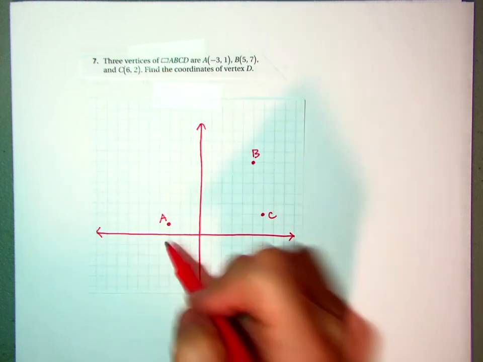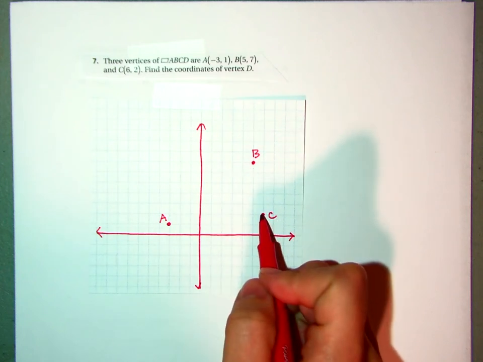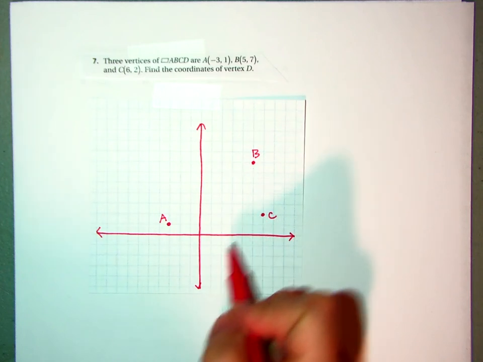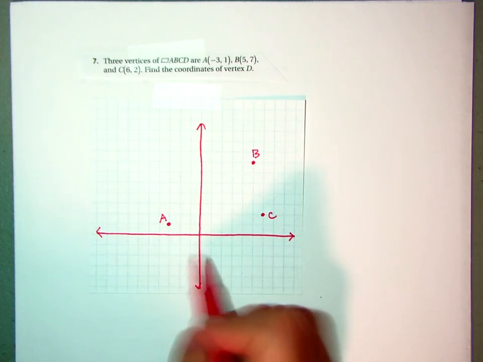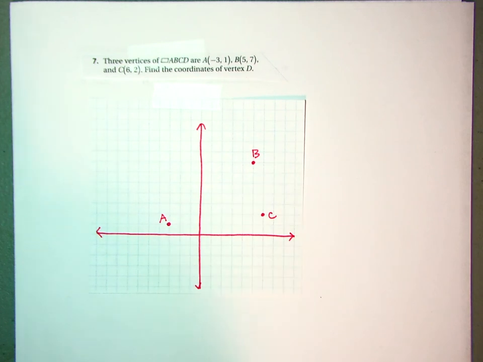connected back to A. So it's going A, B, C. That means the next thing I've got to connect to is D. So that means D's got to be somewhere around here so that I can go back to A. What we know about a parallelogram is the opposite sides are parallel. And so you just want to find a set of sides.